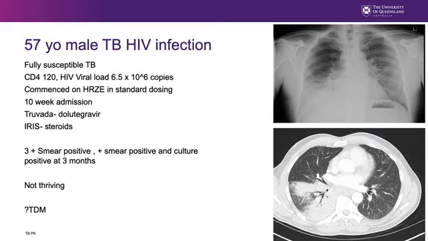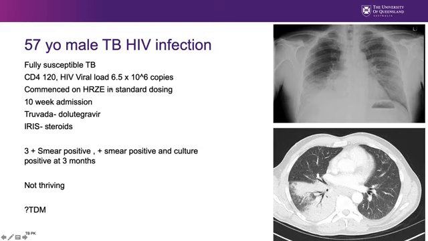So this is a 57-year-old male with TB, and he was diagnosed with HIV. This is from North Queensland, and he was Australian-born, an Australian resident, and he had a CD4 count of 120, so he had an AIDS-defining illness with TB as a sentinel infection. And I was asked about whether we should be doing TDM in this fellow. He had fully susceptible TB.